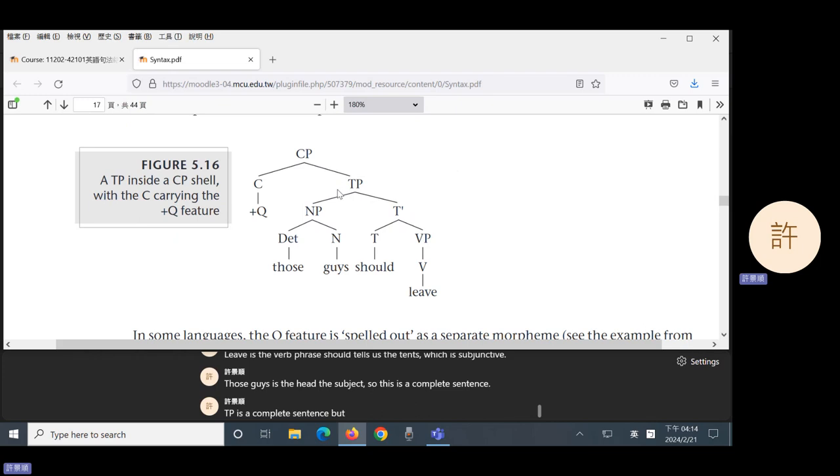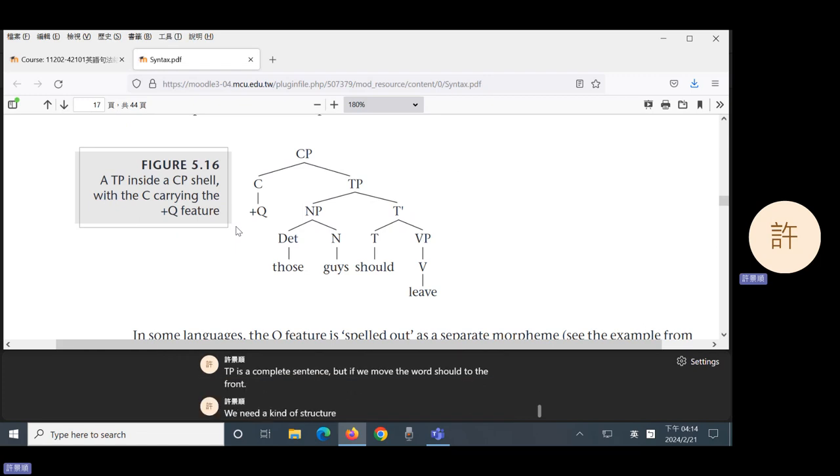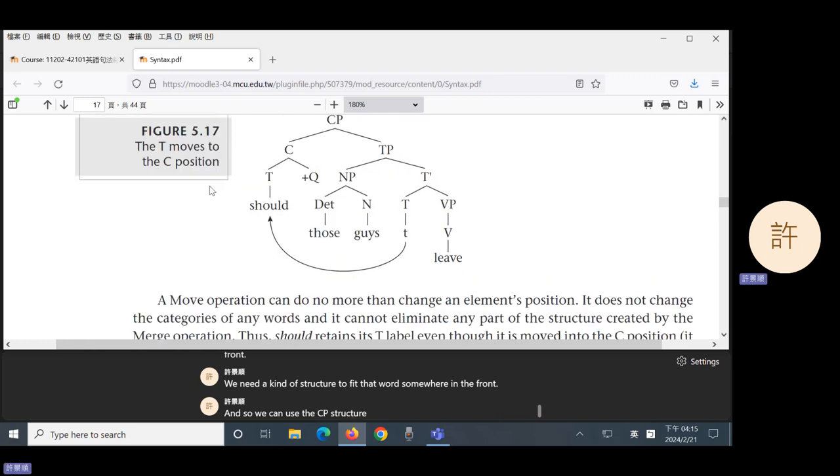But if we move the word should to the front, we need a kind of structure to fit that word somewhere in the front. And so we can use the CP structure. And it looks like this. From those guys should leave, and now it goes, should those guys leave?